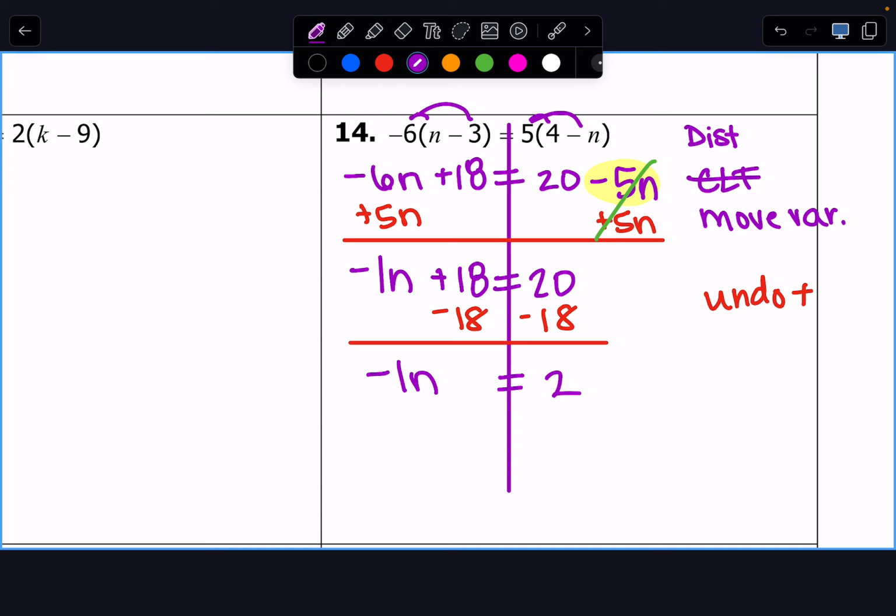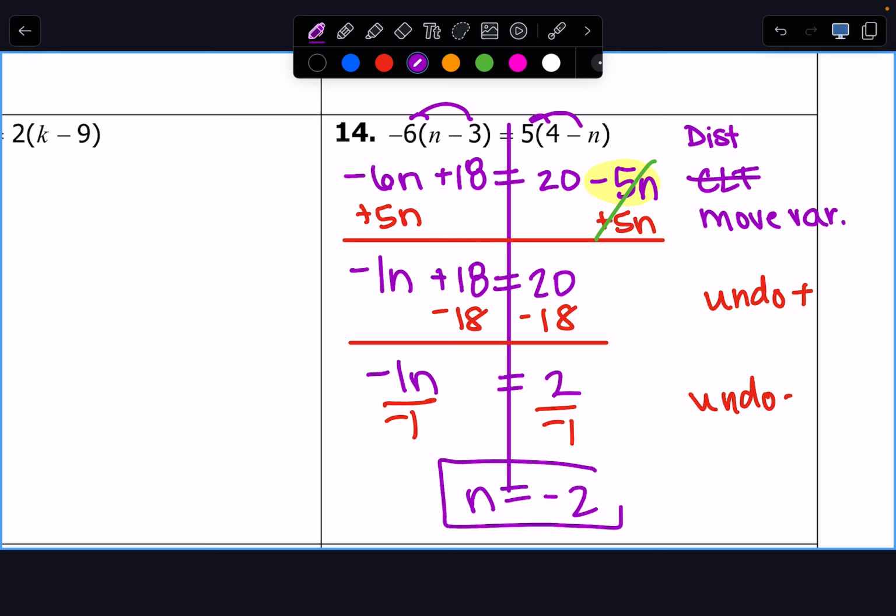Are we done? Heck no. We need to undo our multiplication by dividing by negative 1. So n is going to equal a negative 2.